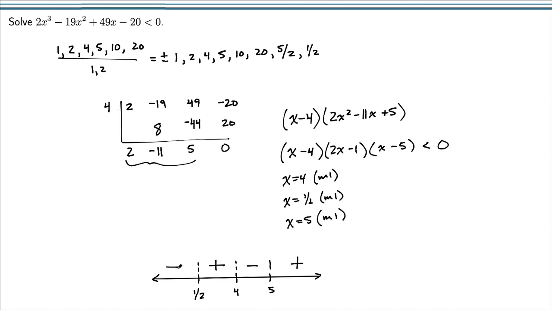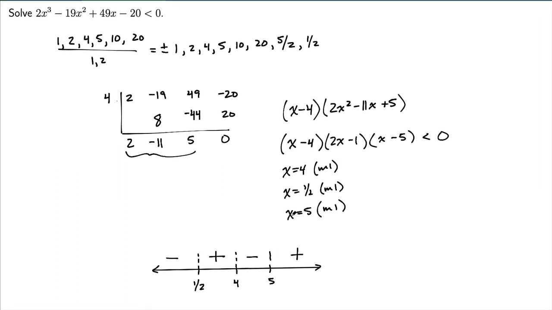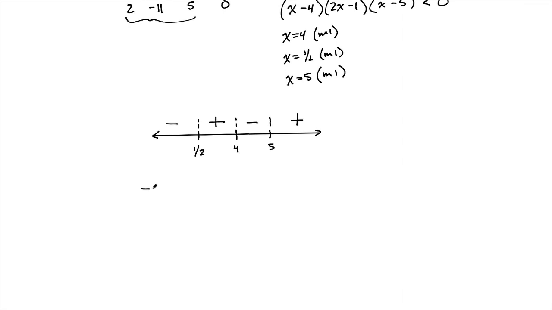And I am looking for when my polynomial is strictly less than 0. So that's looking for negatives. So that is from negative infinity up to 1/2. And it's a strict inequality, so we're not going to include any endpoints. And also the interval from 4 to 5.